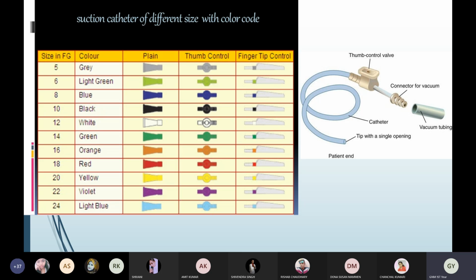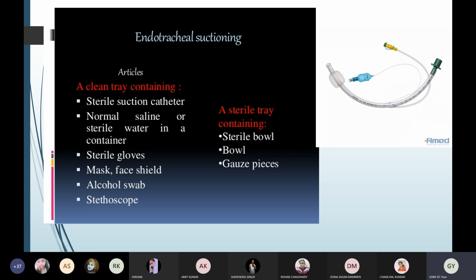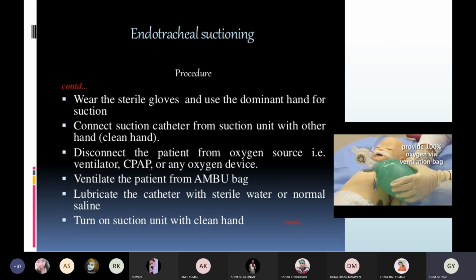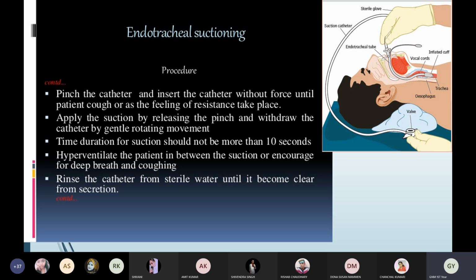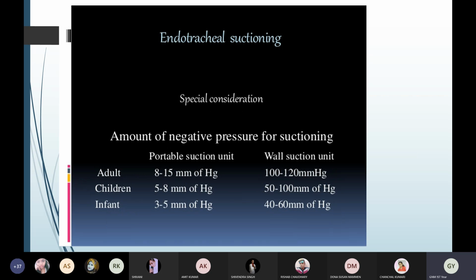I also taught you about the parts of the suction catheter. Then I started with the articles, the equipment needed for the procedure. I've also taught you the procedure and sent you the video, so if you check the video, you will understand it more. And what is the pressure, the amount of negative pressure for suctioning. If we want to suck the secretions, we have to give negative pressure, or else it will not suck and remove the secretions.